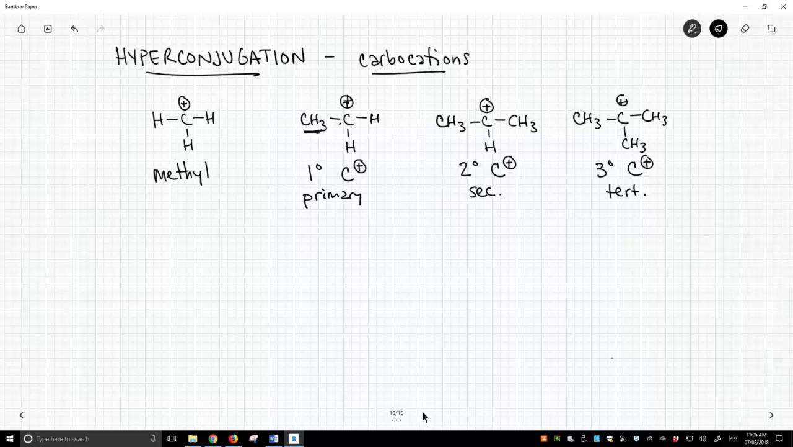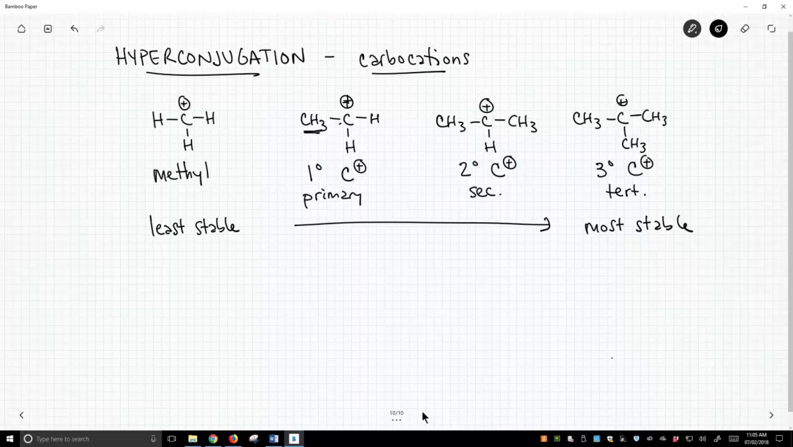So, methyl, primary, secondary, tertiary, these carbocations have different stabilities. As it turns out, the methyl is the least stable, and the tertiary is the most stable. So how do we explain this stability trend? Well, we explain it through hyperconjugation. Note that we're not talking about acidity and basicity here, but we are talking about stability of a charged species, a carbocation. So here's how people explain this.